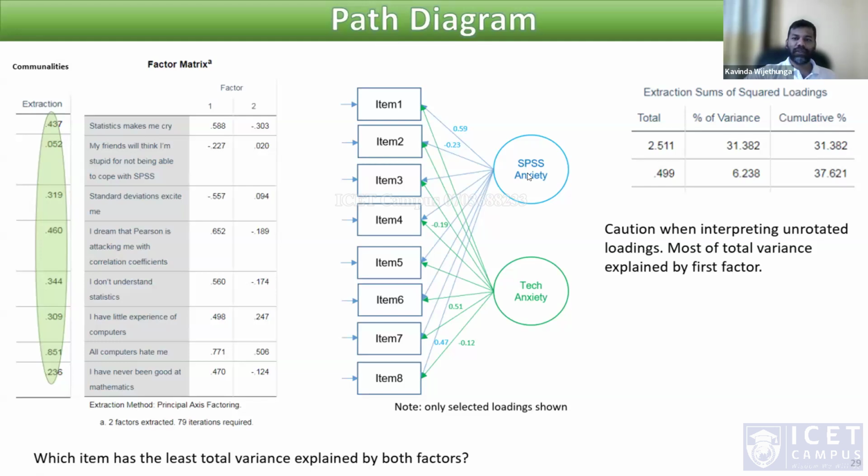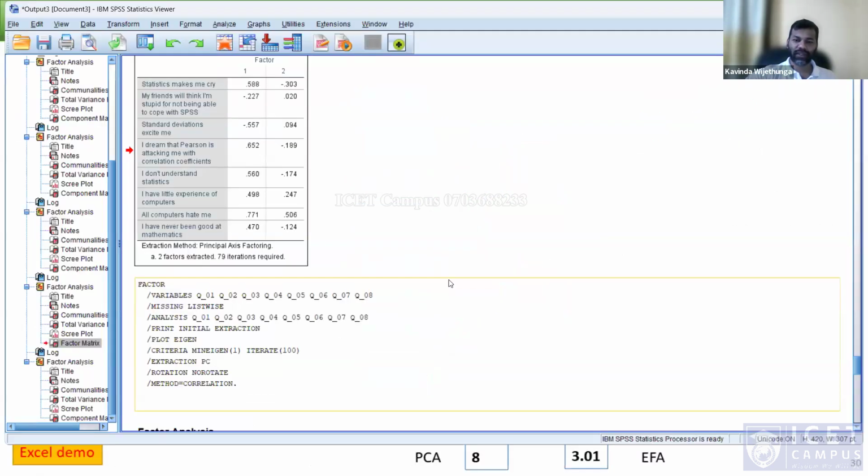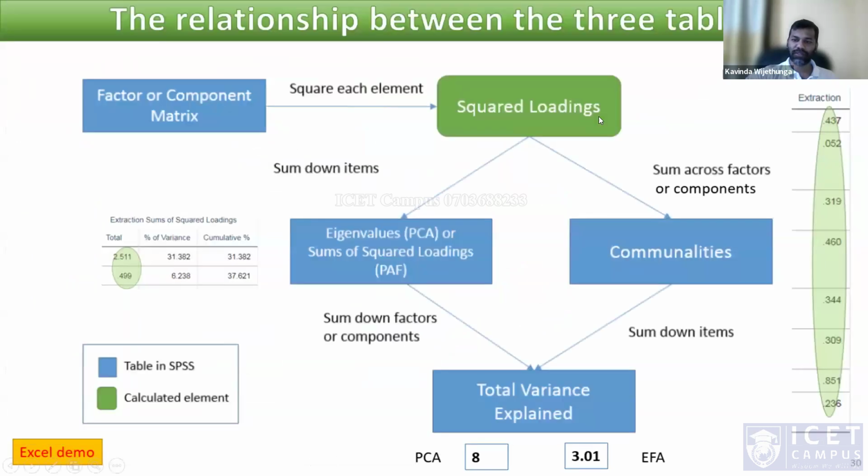Right. The relationship between the three tables, right? Then we talked about the factor component matrix, right? Factor component matrix, this one. And the other, the squared loadings. So we'll show those squared loadings there, right? These are the squared loadings. Then the other one is squared loadings. There are two communalities, summed across the factors or components. Then we call that the communalities.